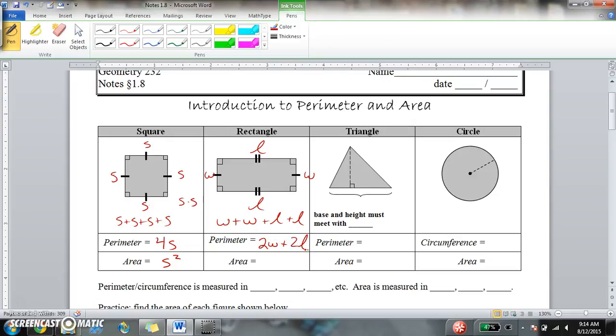For the area, I'm going to multiply these two things together, just like I did for a square. So for a square, they were the same thing. For a rectangle, they're different, but I still just multiply them together, length times width, or width times length.